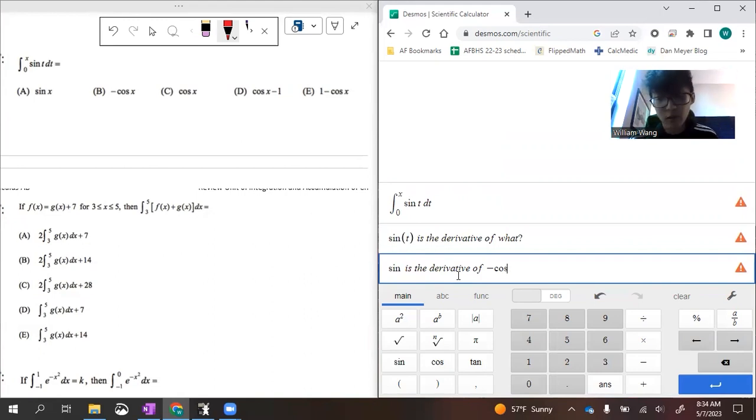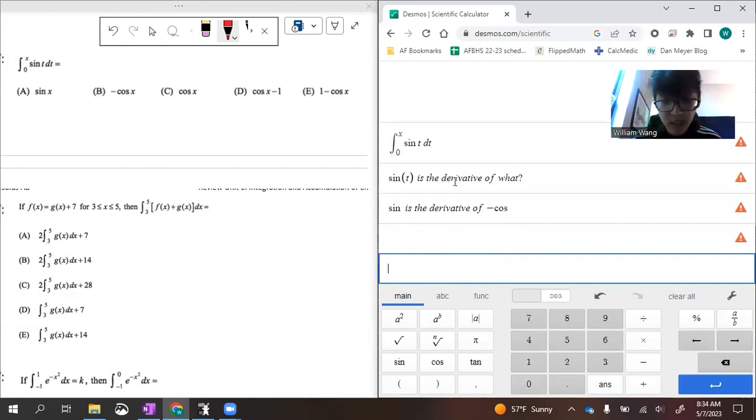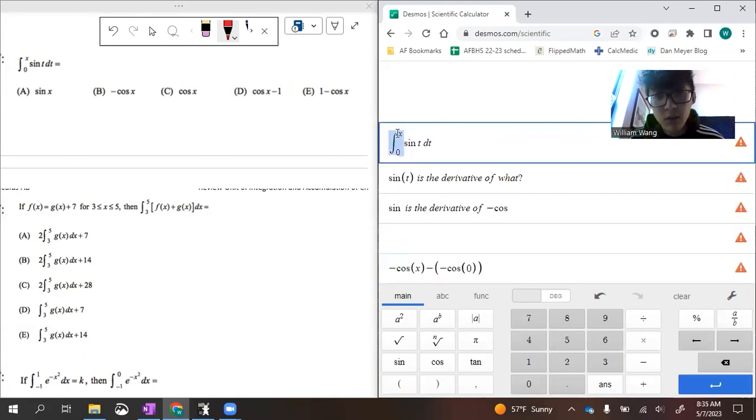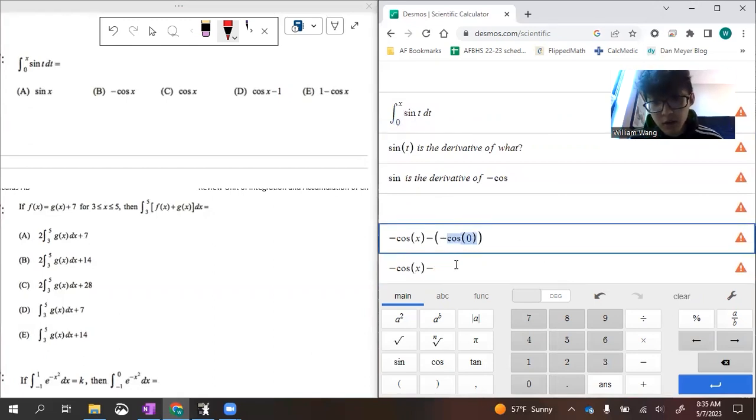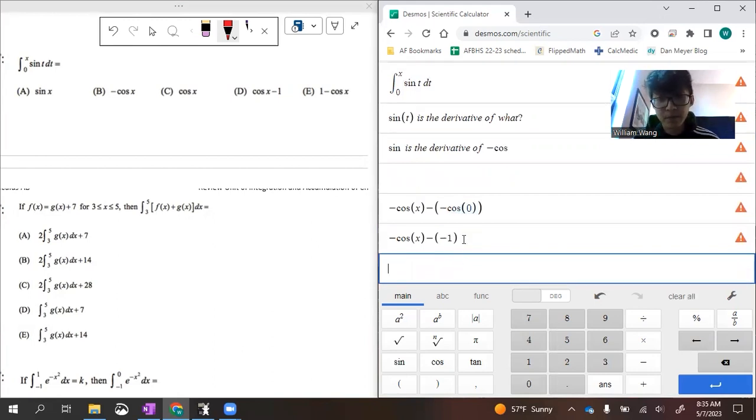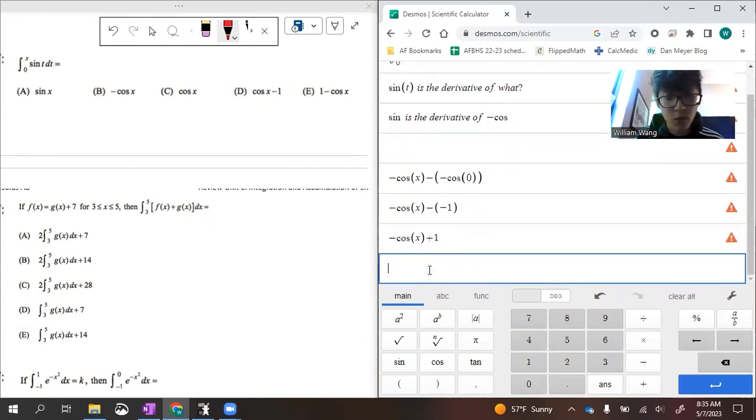Sine is the derivative of negative cosine. Therefore, it's going to be negative cosine of t. We'll have to plug in x and 0, so negative cosine of x. I'm going to subtract, right? Then I plug in negative cosine of 0, because I have to plug in my bounds as well, x and 0. So it's negative cosine of x minus cosine of 0, which is 1, so it's minus negative 1. So it's really negative cosine of x plus 1, which is the same as 1 minus cosine of x. So my answer choice is going to be E.